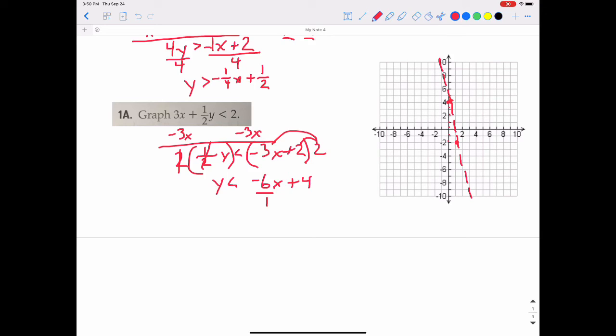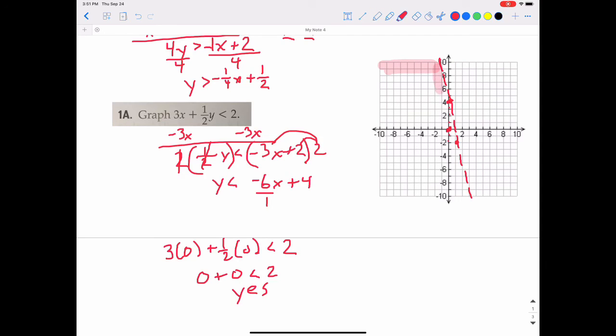Using a straight edge is beneficial too, but as we've already figured out, this program doesn't let me do a dotted straight line. And then I have to figure out which side of the line to shade. I noticed that 0, 0 is not on the boundary line. If 0, 0 is on the boundary line, you have to pick something else. So is 3 times 0 plus a half times 0 less than 2? Well, that gives me 0 plus 0, and is that less than 2? Yes, it is. So this time, since it gives me a true sentence, I'm going to shade the side that contains the 0, 0 test point, which in this case is the left side.